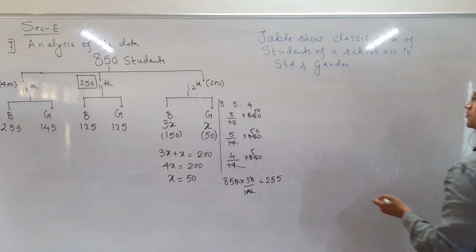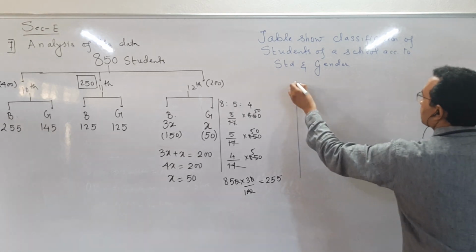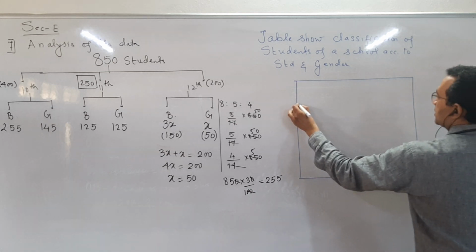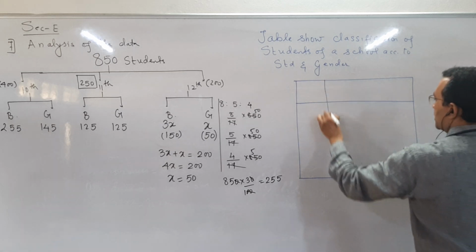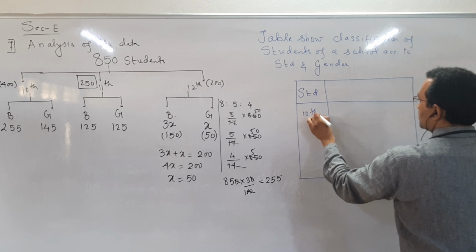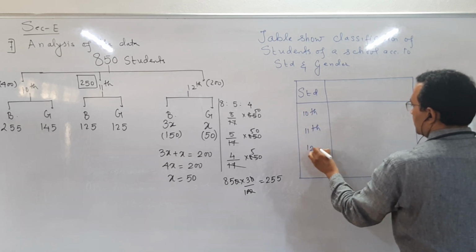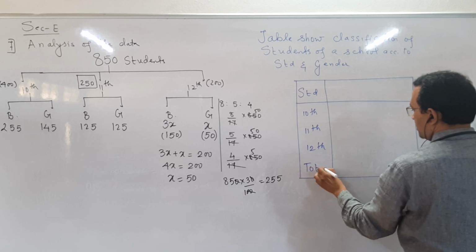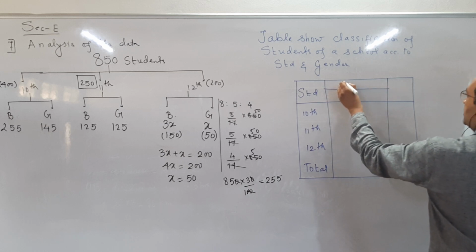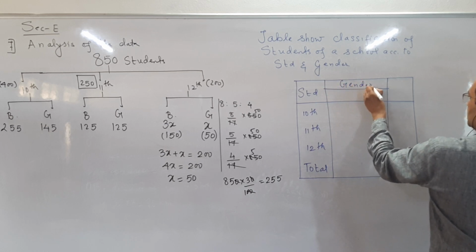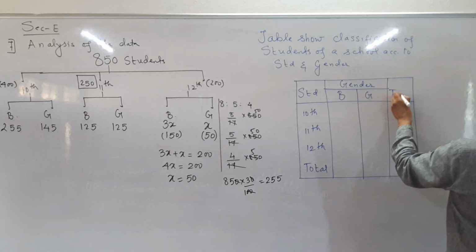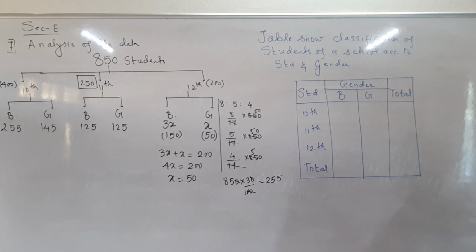That would be your first column. A very simple table here we have to prepare. Say here we write standard. So 10, 11 and 12, and then total. Then here we write gender, definitely boys and girls, and then again total.